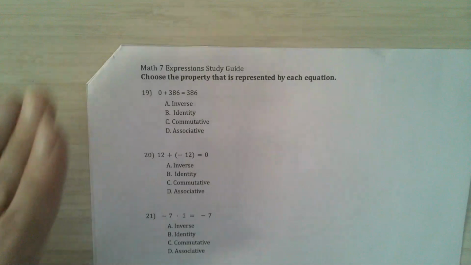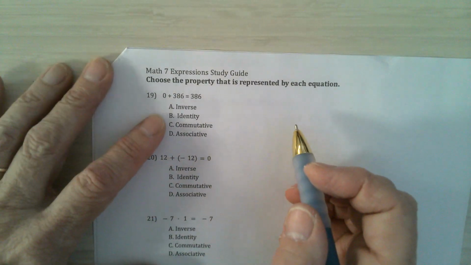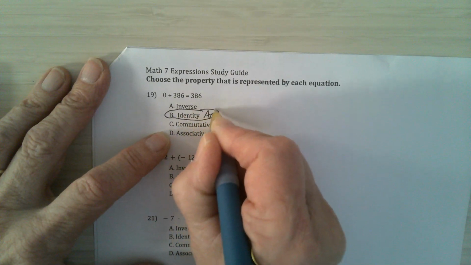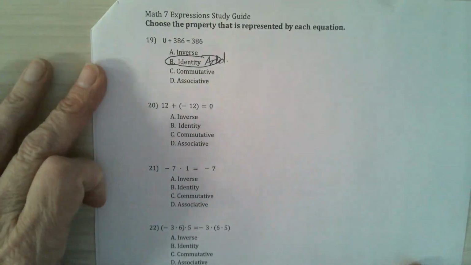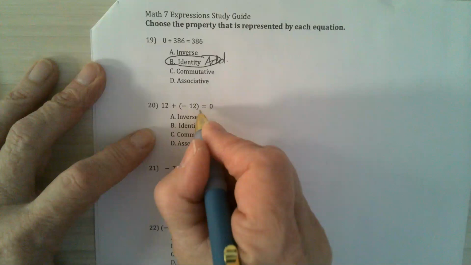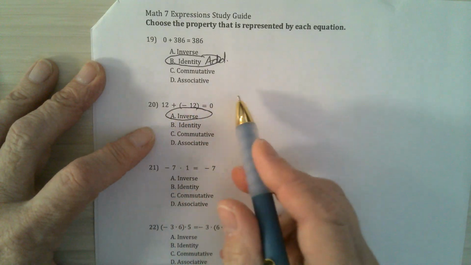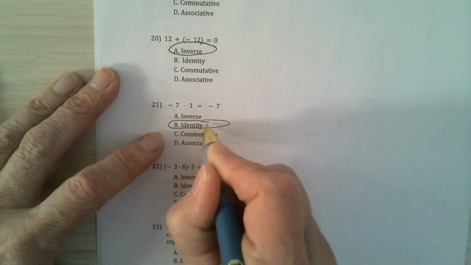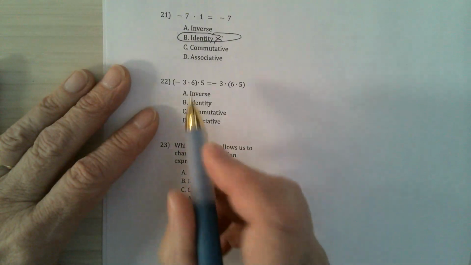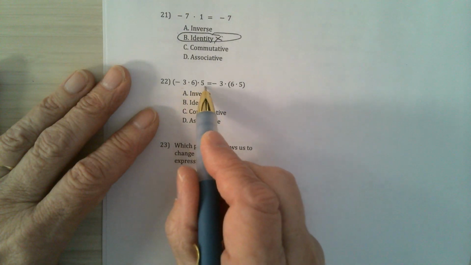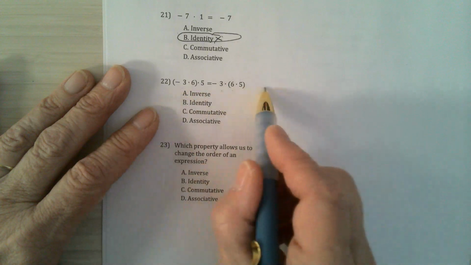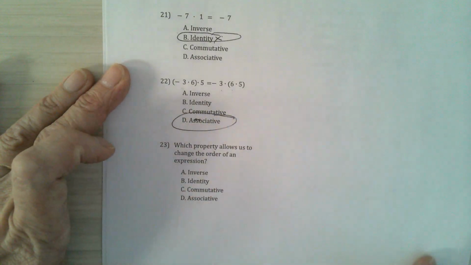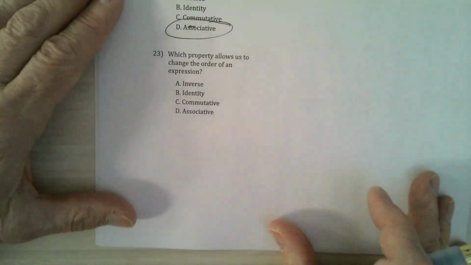And the last ones. This is the identity. It kept its identity of addition. All right, this one is the inverse. A number plus its inverse is 0. This is the identity property for multiplication. This, negative 3, 6, 5, negative 3, 6, 5. What moved around the parentheses? And which one's the parentheses? It's the associative property. I put little snake heads on my S's.